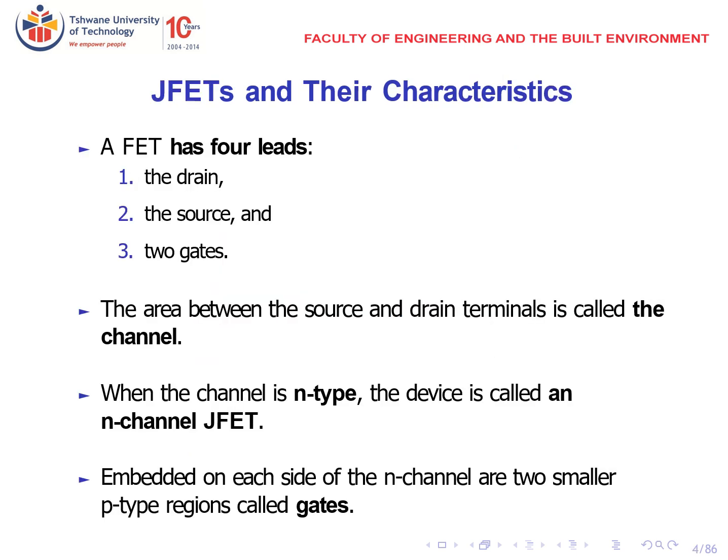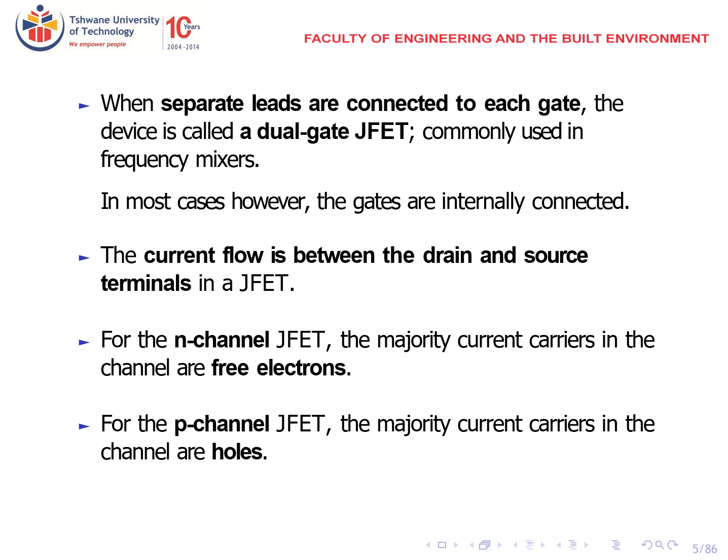JFETs and their characteristics. A JFET has 4 leads. It has the drain, the source, and 2 gates. The area between the source and drain terminals is called the channel. When the channel is N-type, the device is called an N-type JFET. Embedded on either side of the channel are 2 smaller P-type regions called the gates. When separate leads are connected to each gate, the device is called a dual gate JFET, commonly used in frequency mixers. In most cases, however, the gates are internally connected. So it means that you won't see the gates, you'll only see the drain and the source.